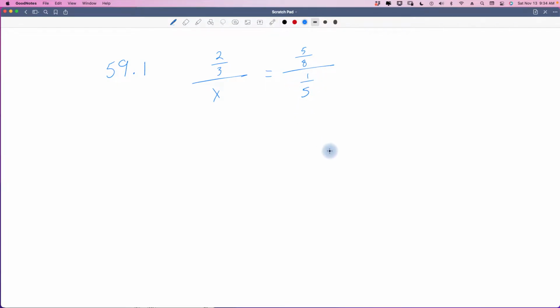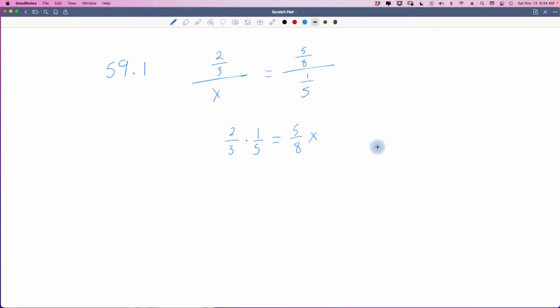All right, that looks kind of scary, doesn't it? Don't let it scare you. It's just a proportion. You would treat it exactly the same way that you treat a single fraction on either side. So all you're going to do is multiply the numerator times this denominator. You write it down just like this, put your equal sign down, and then numerator times this denominator. So 5 over 8 times x.